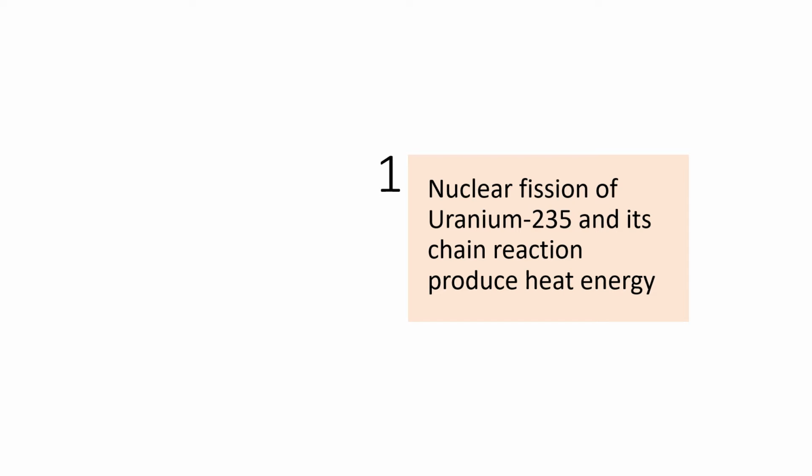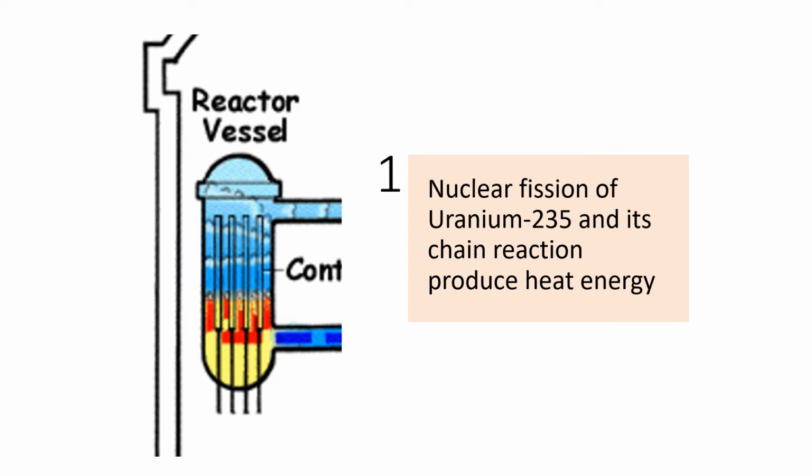The process starts in the reactor vessels, where nuclear fission of uranium-235 happens and its chain reaction will produce heat energy. This uranium-235 comes in the shape of pellets and is arranged in a metal tube. There can be a lot of uranium-235 in a reactor vessel, depending on the size of the reactor vessel. Sometimes it can fit thousands of uranium-235 in one reactor vessel. So, let's watch this video for better understanding.